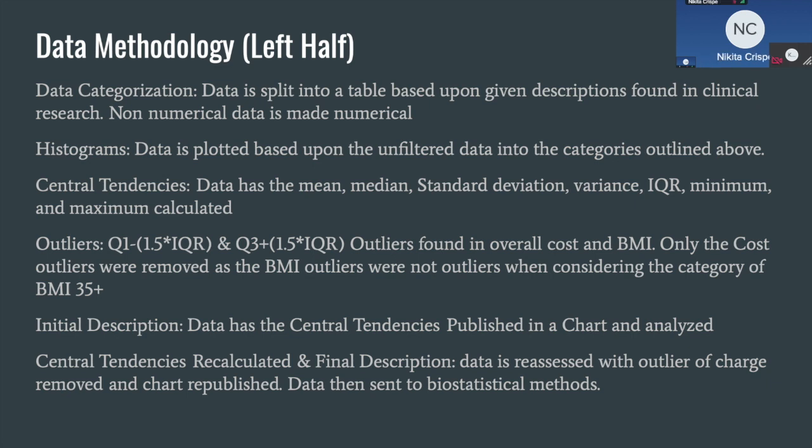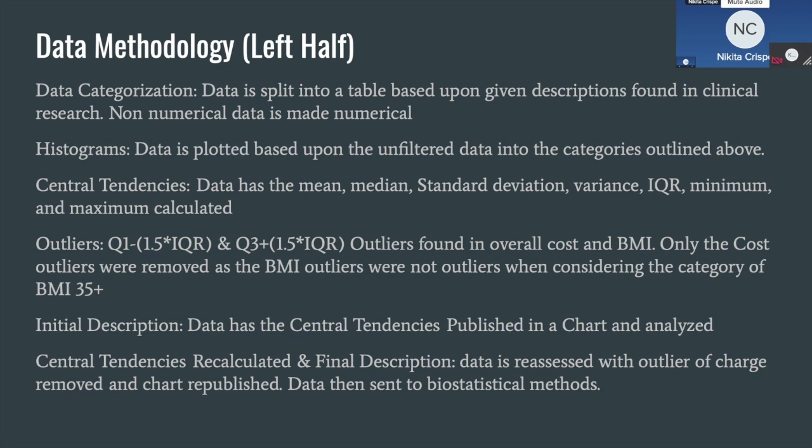So for our data methodology, or the left half of our flowchart above, we have data categorization, which is having our data split into a table based upon the given descriptions found in clinical research, and also in this, non-numerical data is made numerical. We also have histograms, where data is plotted based upon the unfiltered data into the categories outlined above.